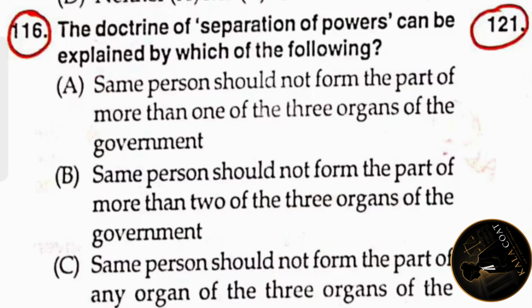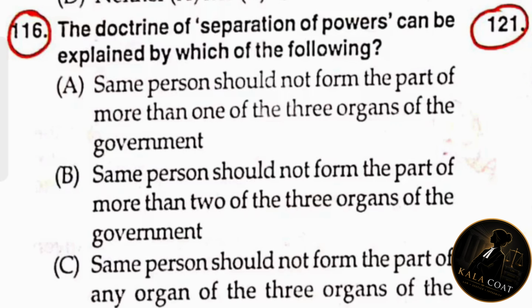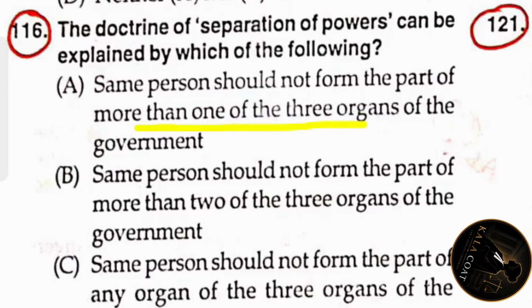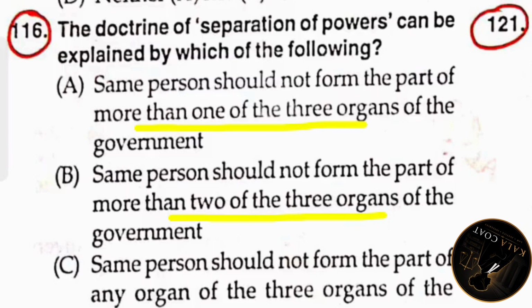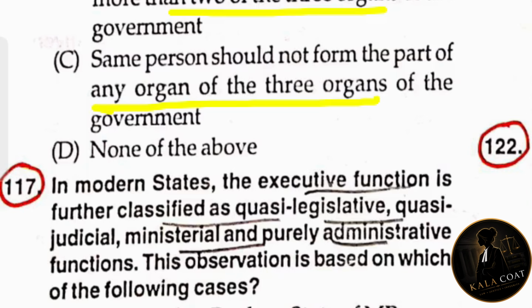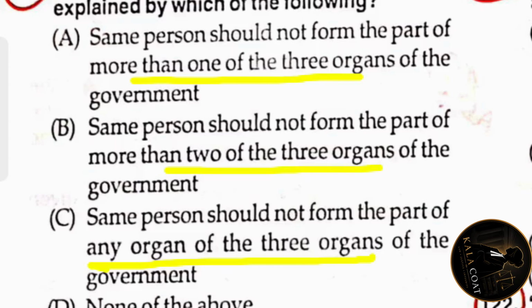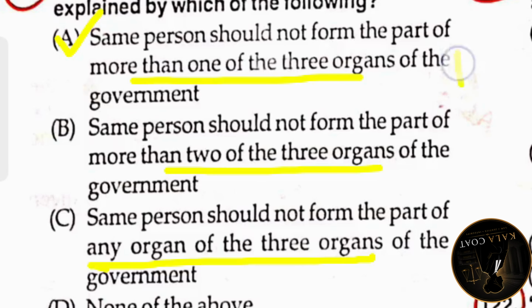Question number 116. The doctrine of separation of powers can be explained by which of the following? Options are same person should not form the part of more than one of the three organs of the government. Same person should not form the part of more than two of the three organs of the government. Or same person should not form the part of any organ of the three organs of the government. Or none of the above. The right answer is same person should not form part of more than one of the three organs of the government. Option A is the right answer.